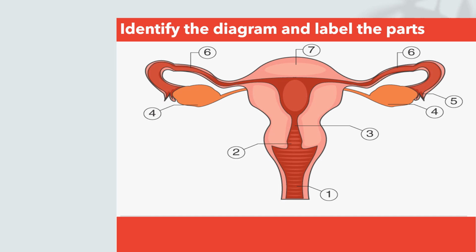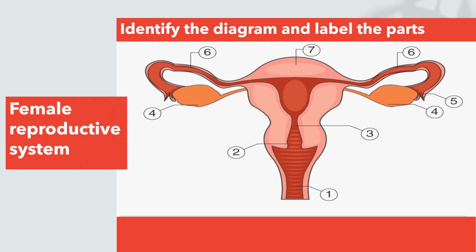Identify the diagram and label the parts. This is female reproductive system. Label the parts. First one, vagina. Second, cervix. Third, endometrium. Fourth, ovaries. Fifth one, fimbriae. Sixth, oviduct or fallopian tube. Seventh, uterus.